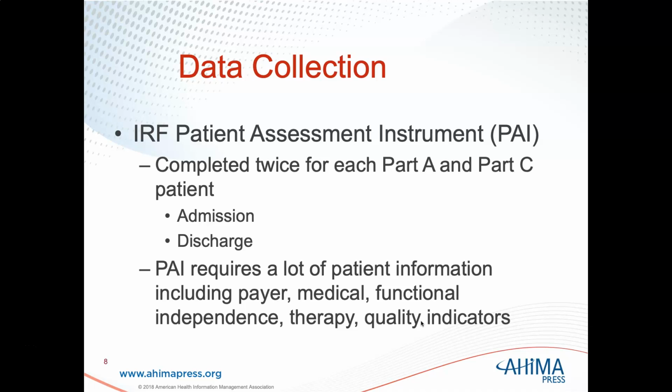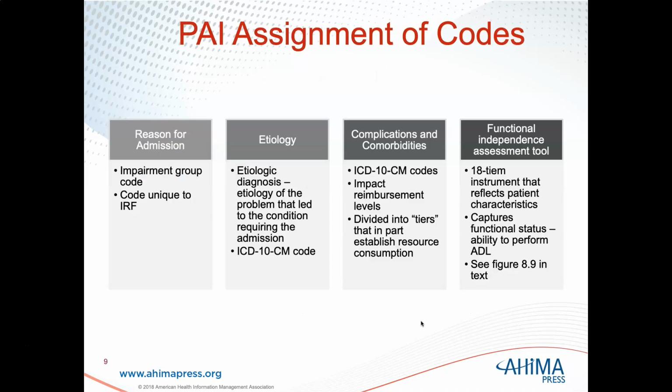And yes, we kind of then move over a little bit into page 212 in case you're wondering about that. So what is all in the PAI? How do you assign codes? Well, first of all, you've got to have a reason for admission, and you've got to have an impairment group code, and that code needs to be unique to inpatient rehab.